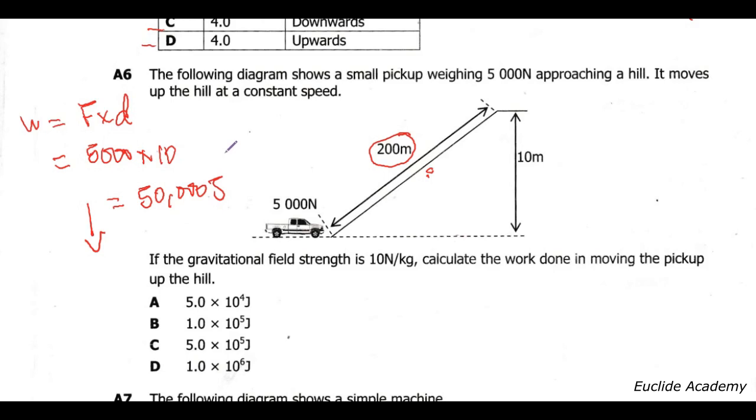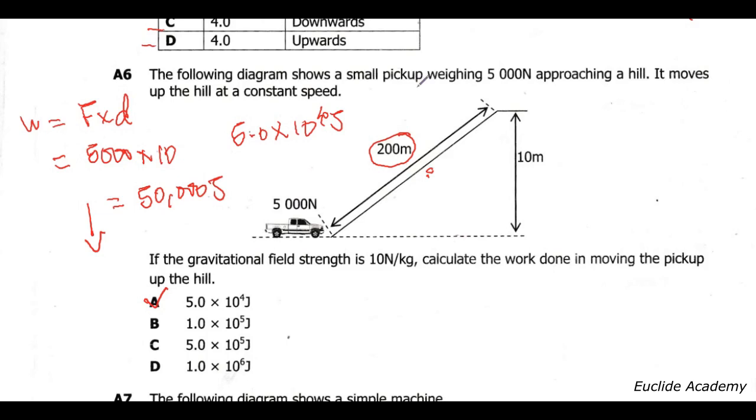and we can put this in standard notation as 5.0 times 10 with how many zeros? There are 4 of them. So it can be 1.1, can be 1.2, so it should be A. 5.0 times 10 to the power 4 joules.